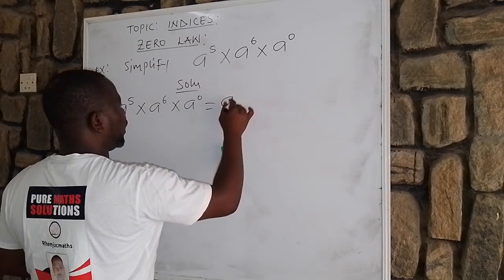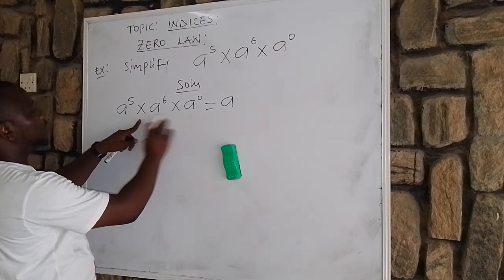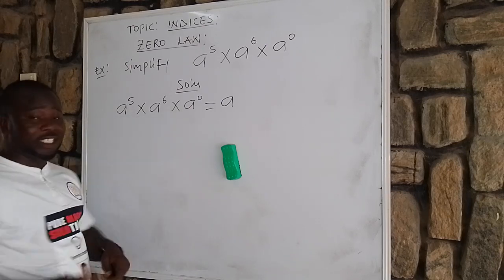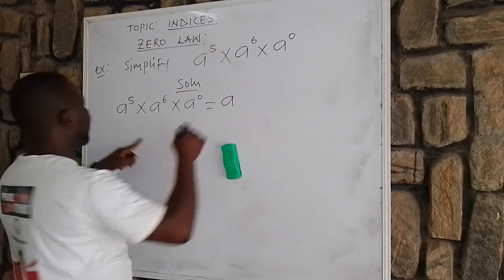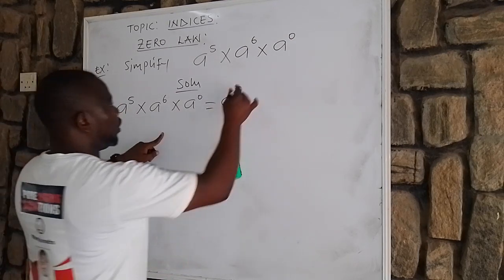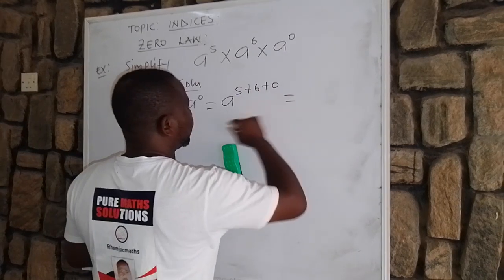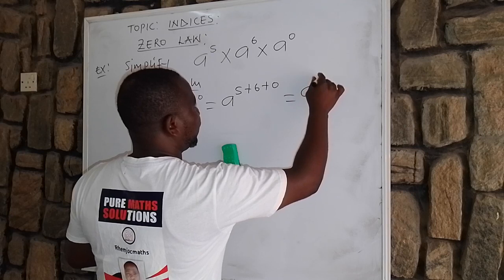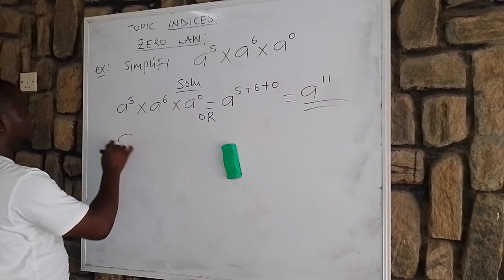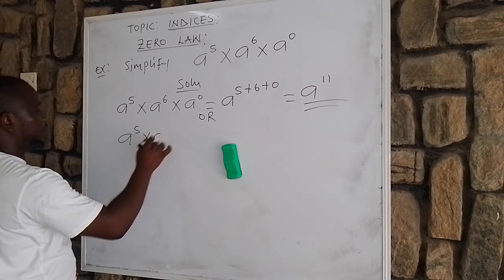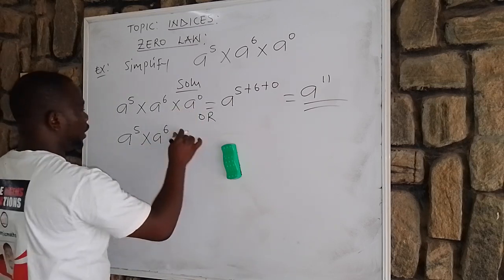This is equal to a raised to, since the bases are the same, if we apply multiplication law, it's the same answer you arrive at. Let us go by the multiplication law: 5 plus 6 plus 0, true or false? Then this is going to give you a raised to the powers of 11. Or if we want to do it this way, a raised to the powers of 5 times a raised to the powers of 6 times anything raised to the power 0, which is 1. We write 1 here.